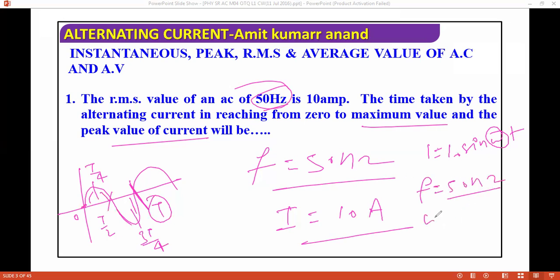Omega is what? 2 pi f. Once we get omega, we put omega here, and then we can create any situation. Time taken by the alternating current reaching from 0 to maximum value: for maximum value, I will be I naught. So from here we can easily get the time.